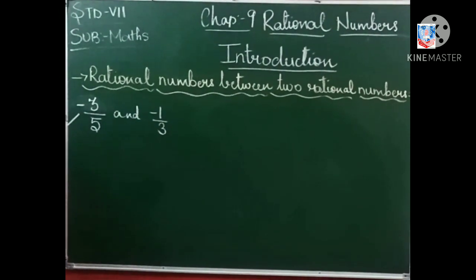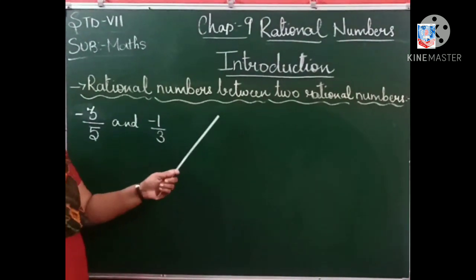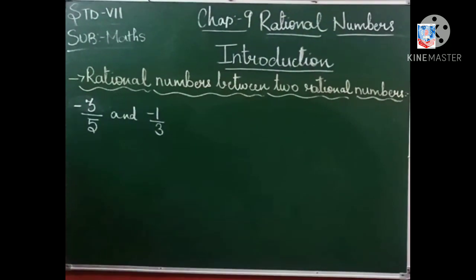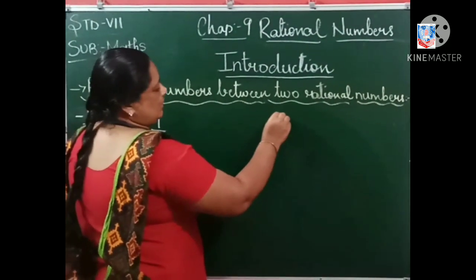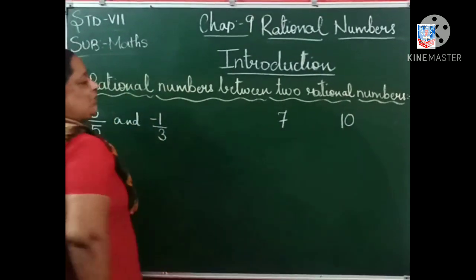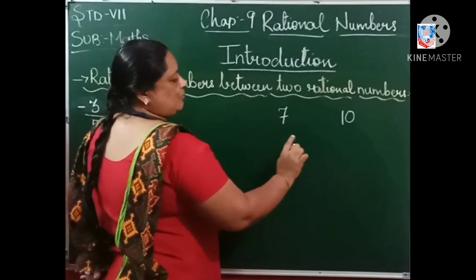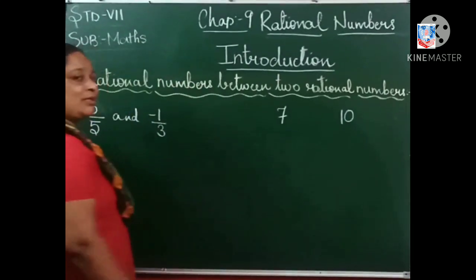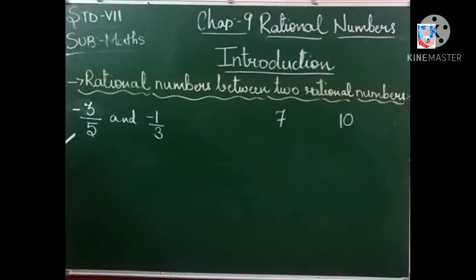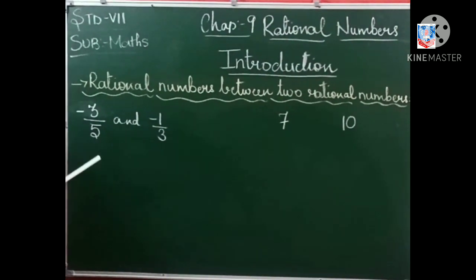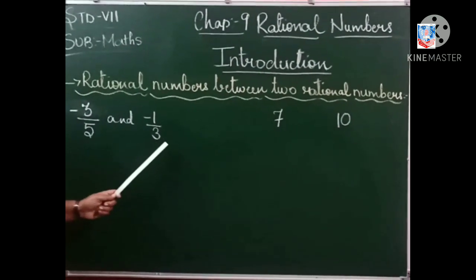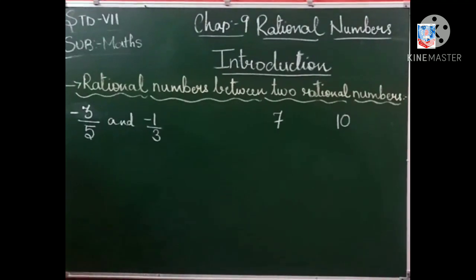Our next topic is rational numbers between two rational numbers. Simply we know what are the between numbers. For example, here it is 7 and here it is 10. Write the between numbers. That is 8, 9 between 7 and 10. But in rational numbers, how will we find? Now first see minus 3 by 5 and minus 1 by 3. See here the denominators are different.